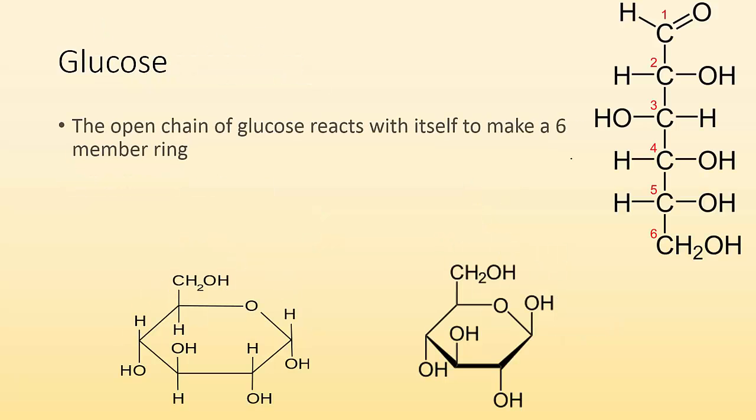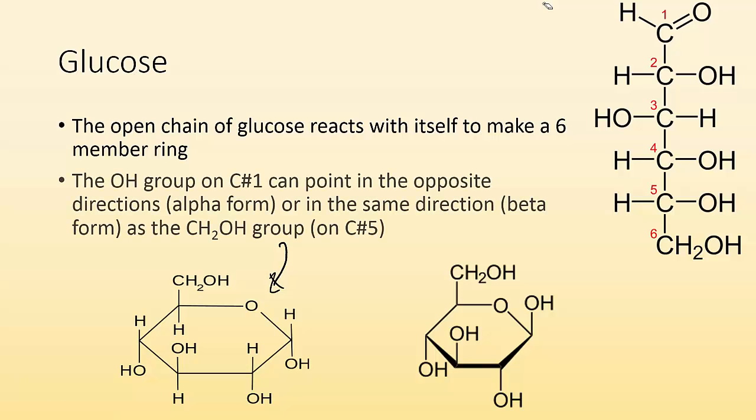All right, more about glucose. Glucose is an open chain that will react with itself to make a 6-member ring. So if we take a look, here's the ring of glucose. Here is the open chain. So it reacts with itself and folds up to make a ring. And that ring is glucose. And that ring can take one of two different configurations.